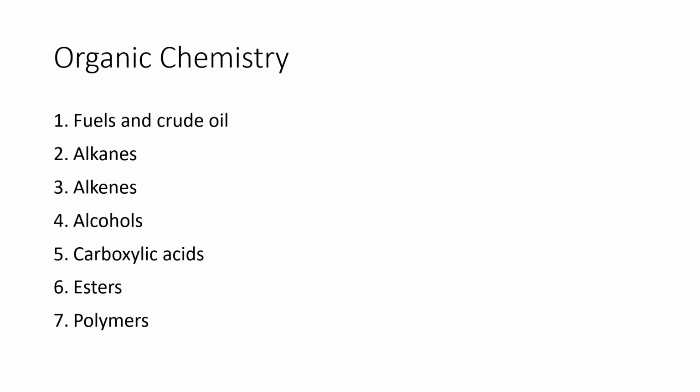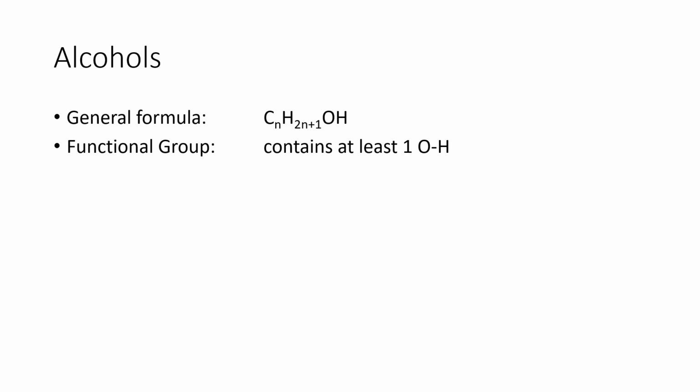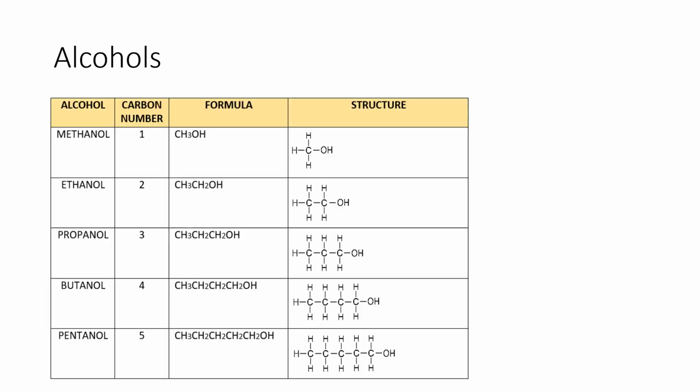Okay, so in organic chemistry, there are 7 subsections, and today we are going to go through alcohols. So again, same thing. Please write down the general formula CnH2n+1OH, and that it contains the functional group, at least one OH group. So long as you see one OH on its own and the rest looks like an alkane, then it's an alcohol.